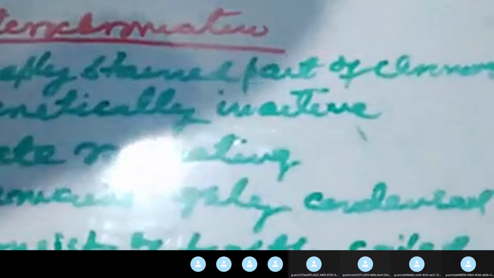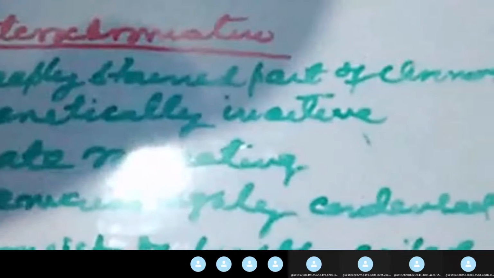Now let us see another character. This heterochromatin contains few genes. I have told you that this heterochromatic part is genetically inert and it has very few genes in comparison to the euchromatic part of the chromosome. The crossing over frequency, you all know crossing over, the exchange of genetic material between the two homologous chromosomes, is very low in the heterochromatic part of the chromosome.